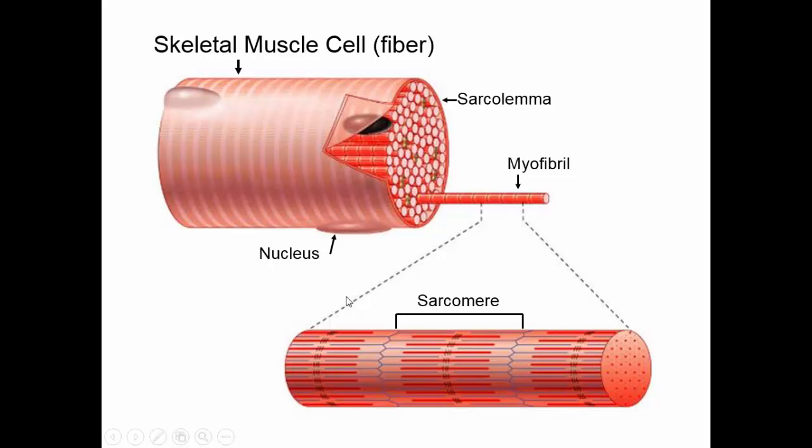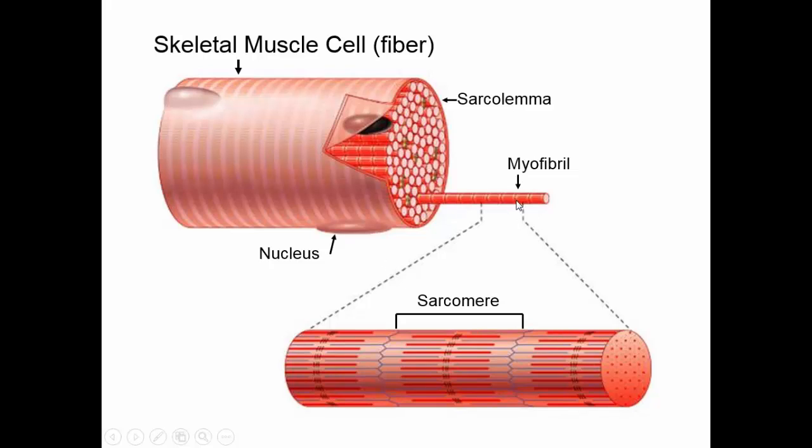Here you see a skeletal muscle cell or fiber. This is the sarcolemma or the plasma membrane, and all of these are the myofibrils, all of these units, these organelles. Here you see the nucleus, they're pushed to the side.